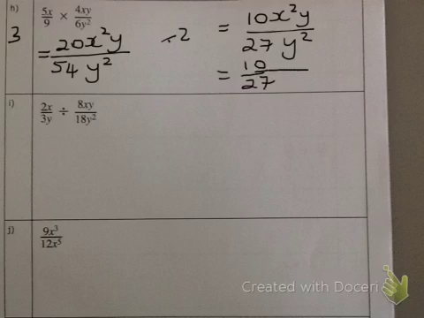If we divide the top of the fraction by y, we're going to just end up with x squared. If we divide the bottom of the fraction by y, we're going to end up with 27y on the bottom.